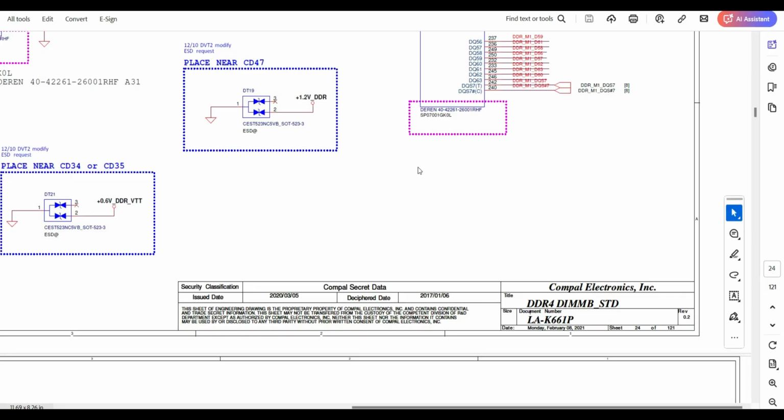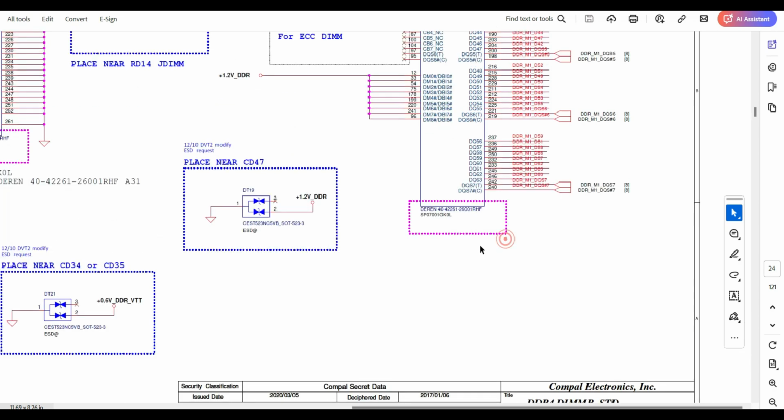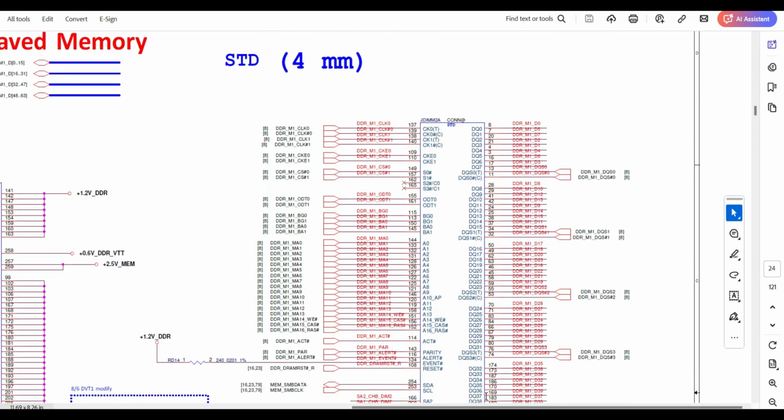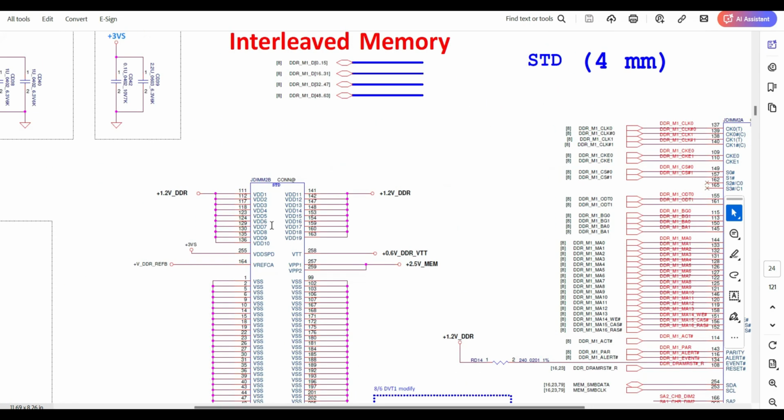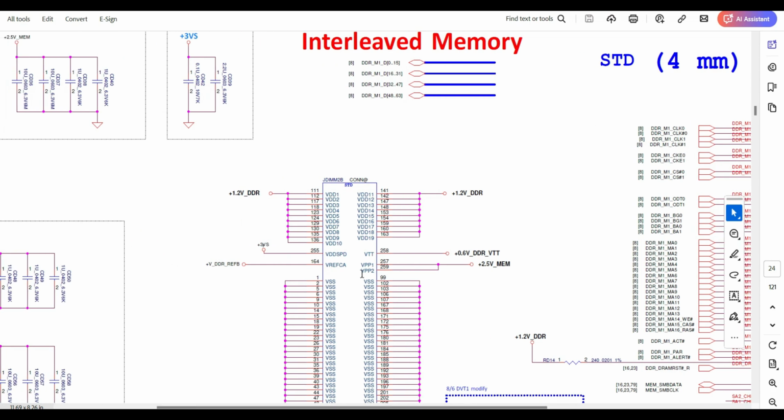First, I'll take a schematic of a DDR4 DIMM. Here is the DDR4 DIMM, LAK661. This is DDR4. What does it contain? It contains a 1.2 volts supply, which is the main supply of DDR4, and also 0.6 volts and 2.5 volts as supplies. Here is 3 volts PS. So this is the RAM slot supply.